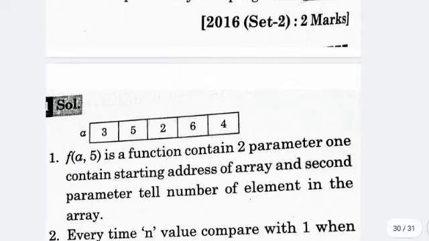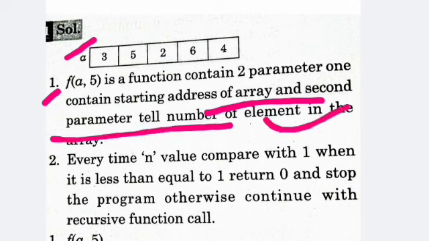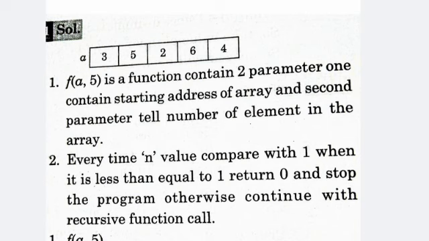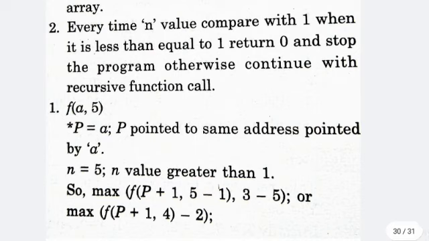Now come to the solution of this program. So the array is represented like this. Firstly, f(a, 5) is a function that contains two parameters: the starting address of the array, and the second parameter tells the number of elements of the array. Every time the value of n is compared to 1, and when it is less than or equal to 1, it returns 0 and stops; otherwise it continues the recursive function call.